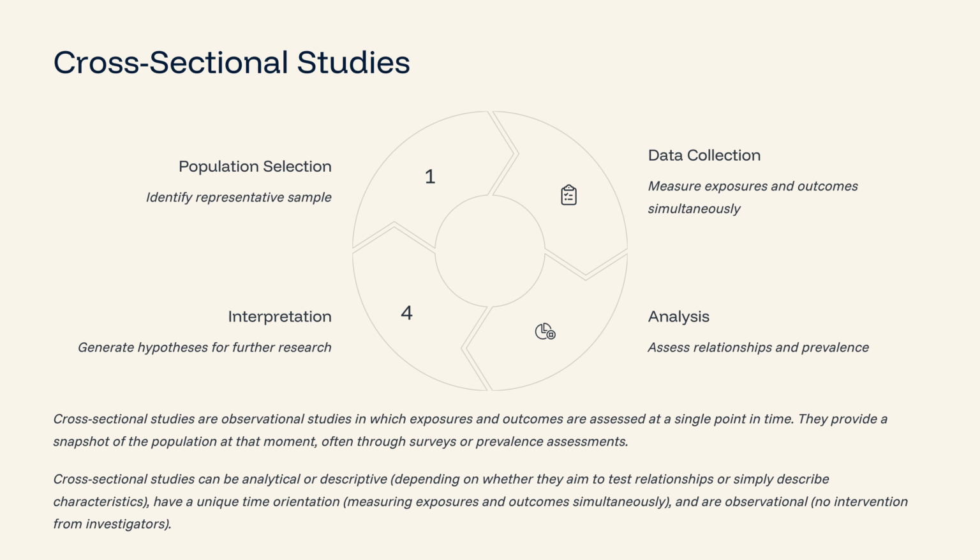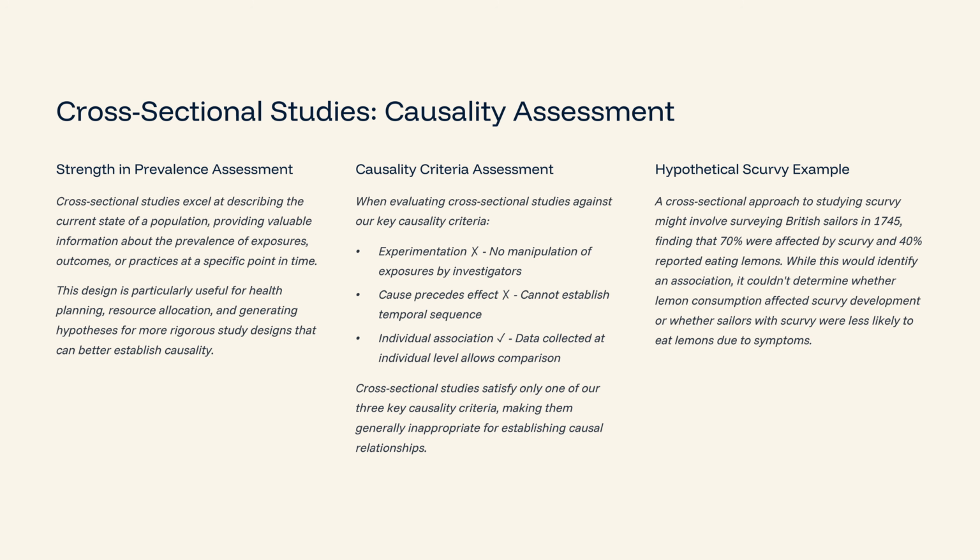And so cross-sectional studies are generally classified as analytical or descriptive and have a unique time orientation and are observational in nature. In terms of their ability to establish causality, cross-sectional studies are at the same level but still weaker than what we just learned about, because only individual association is the box that it checks. So you can't get any temporality and you can't get any experimentation.